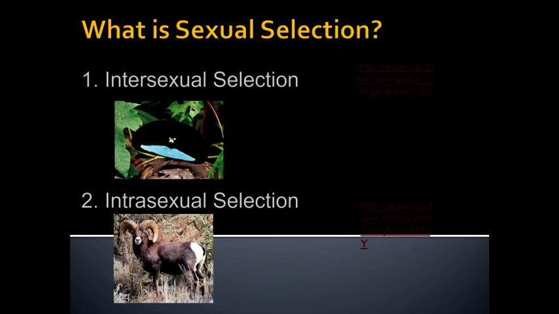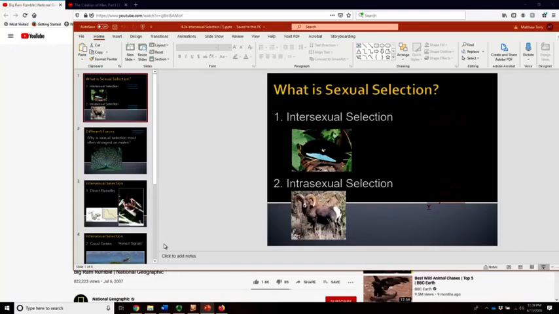And so we're going to look at an example here in bighorn sheep of strong intrasexual selection, where the males fight and fight and fight, and whoever wins has the opportunity to mate with the females. And sometimes there's a little bit of both, so sometimes females will still have a little bit of choice. But in this one, the strongest dynamic, the conflict, is between males competing for the right to mate with the females.